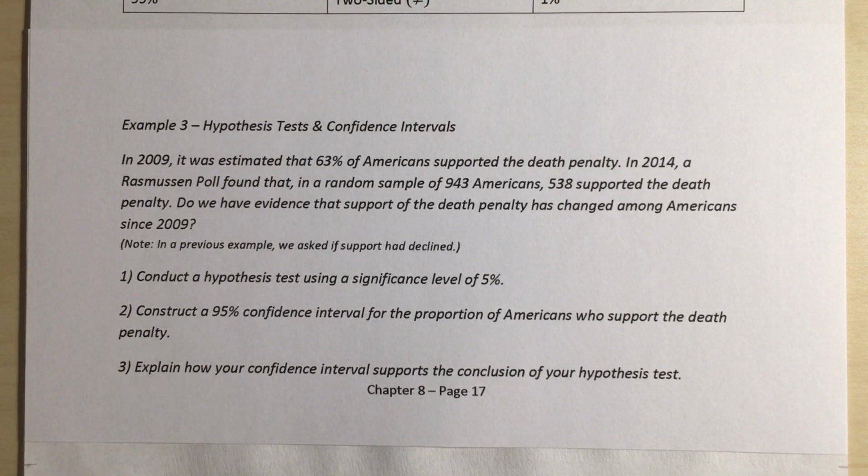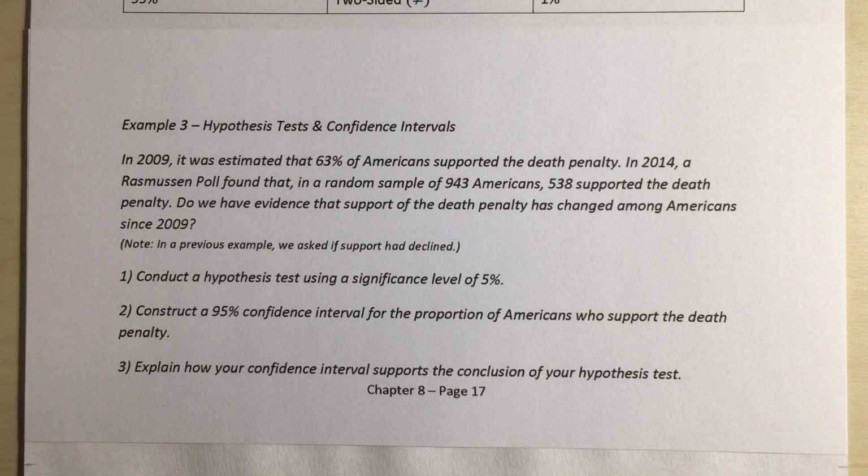All right, so to finish up section 8.3, we're going to compare our confidence interval and our hypothesis test. In 2009, it was estimated that 63% of Americans supported the death penalty. In 2014, a Rasmussen poll found that in a random sample of 943 Americans, 538 supported the death penalty. Do we have evidence to support that the death penalty has changed among Americans since 2009?